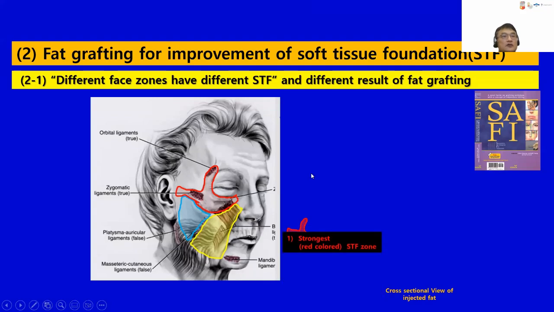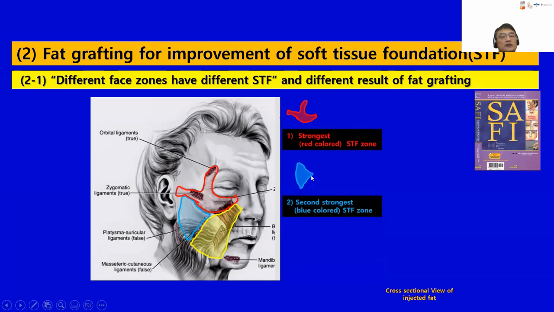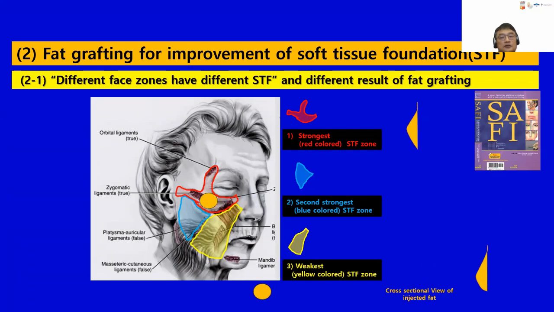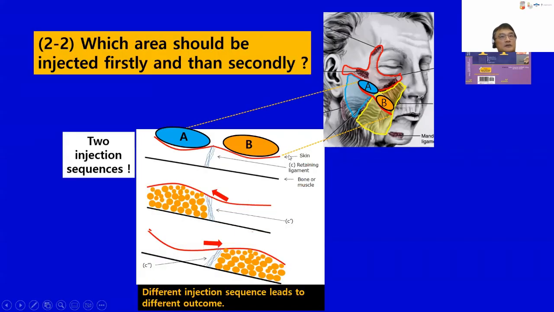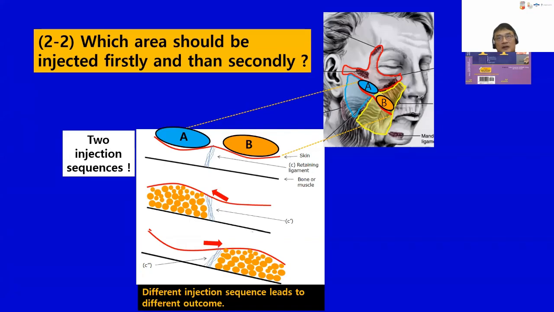In this situation, when we inject the same volume of fat or filler into the same level, the final shape inside the soft tissue would be different like this because of the different soft tissue foundation. For example, if there are two areas of fat injection, A and B, which area should be injected first and second? This is the beginning of the concept of sequence of injection for prevention of sagging, depending on the soft tissue foundations.